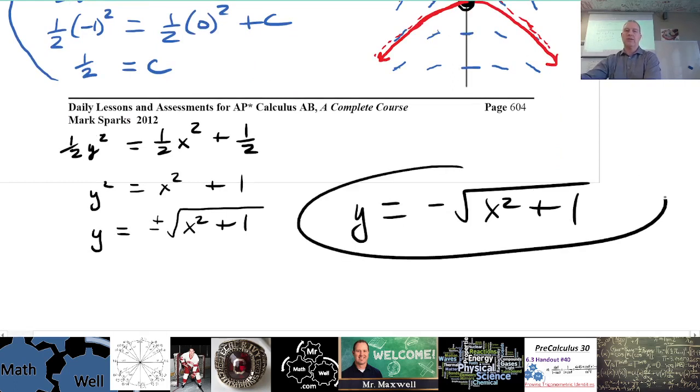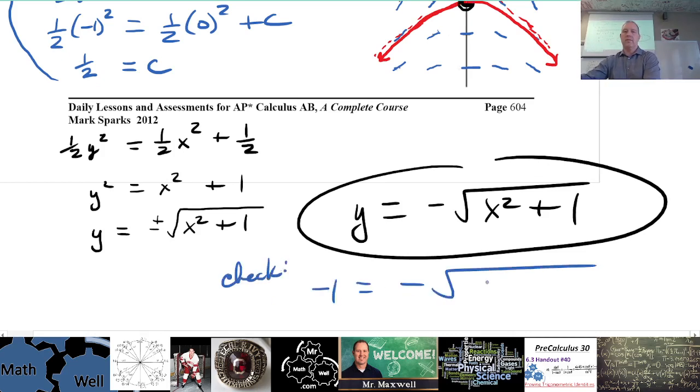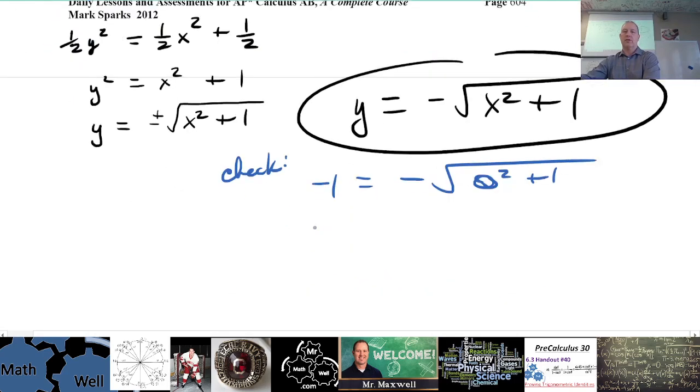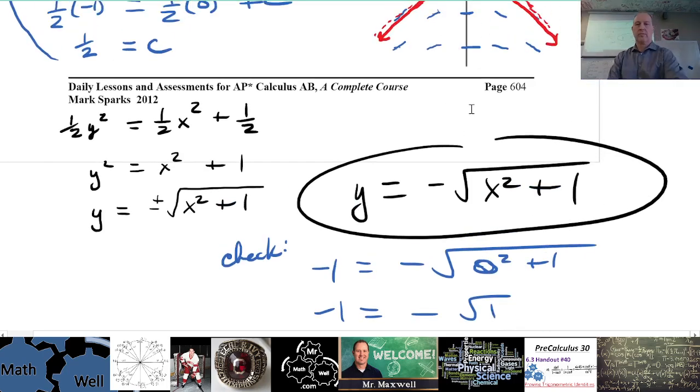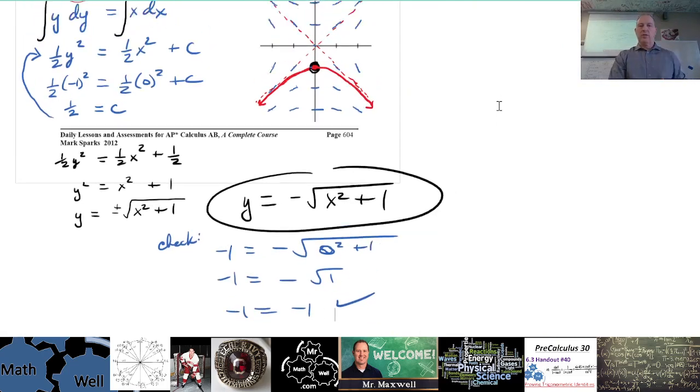So this is my answer. And to check that, I can certainly check it with my initial condition. So -1 equals -the square root of 0 squared plus 1. That's going to be -1 equals negative root 1, so -1 equals -1. We're good to go. So that is my check. This is my particular solution. So that's how you do C.